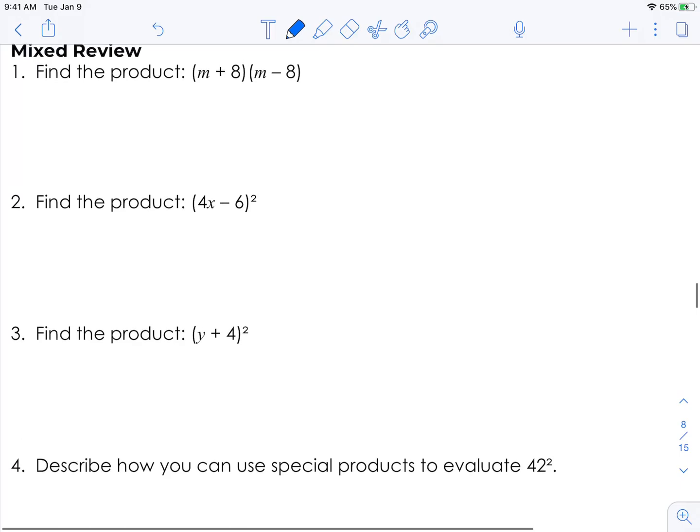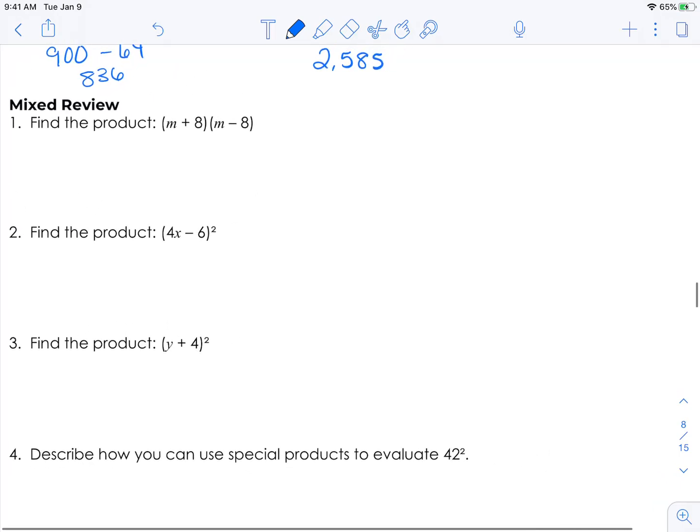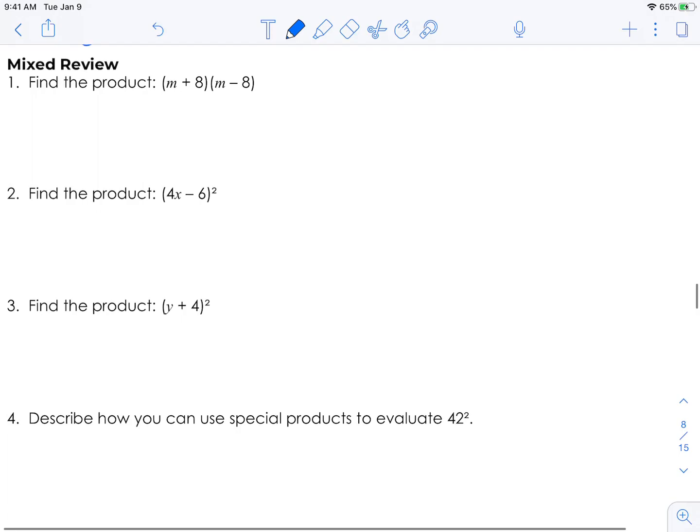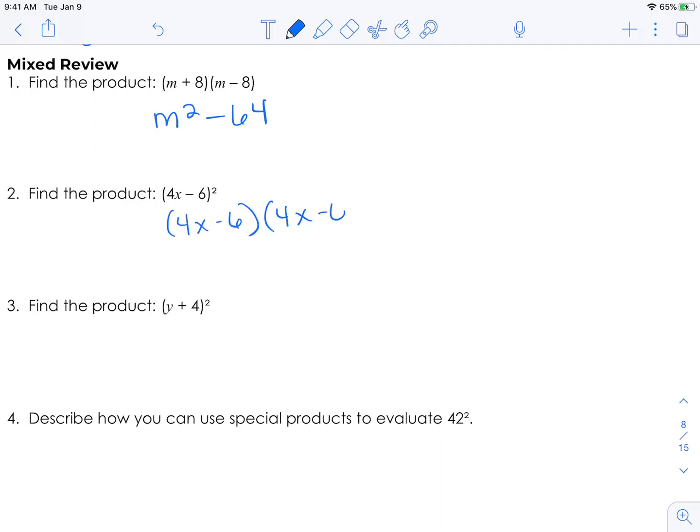All right, so mixed review. There are 4 of these. I really recommend hitting pause, and I'm going to quickly go through the answers here. So this was the difference, the product, sum difference here. So all we have to do is multiply the first and the last. Here, you have to remember that you have to actually write this out. 16x squared. If I multiply these together, 4 times negative 6 is negative 24, times 2 is negative 48x, and then negative 6 times negative 6 is plus 36.